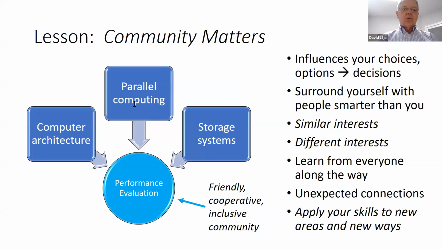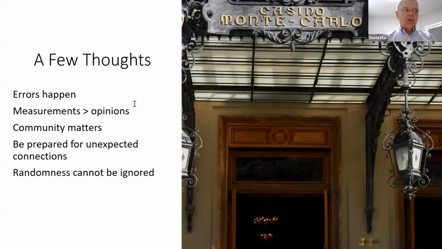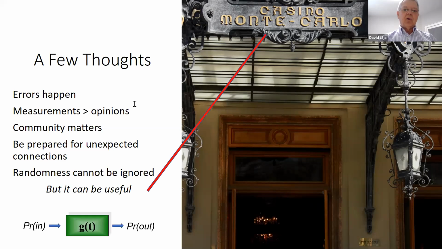Just a few thoughts to wrap up here. Errors happen. We see that. We saw that in the Itanium and the interpretation of those simulation results. Measurements are much more important than opinions. You have a data point that's much more valuable than just your opinion. The community you're in matters, and make yourself available to unexpected connections. Ultimately, randomness can't be ignored, but it can be useful. You may use it when you're out gambling, hopefully not too much of that, but it also can be very useful in computing. So let me leave you with this final thought.